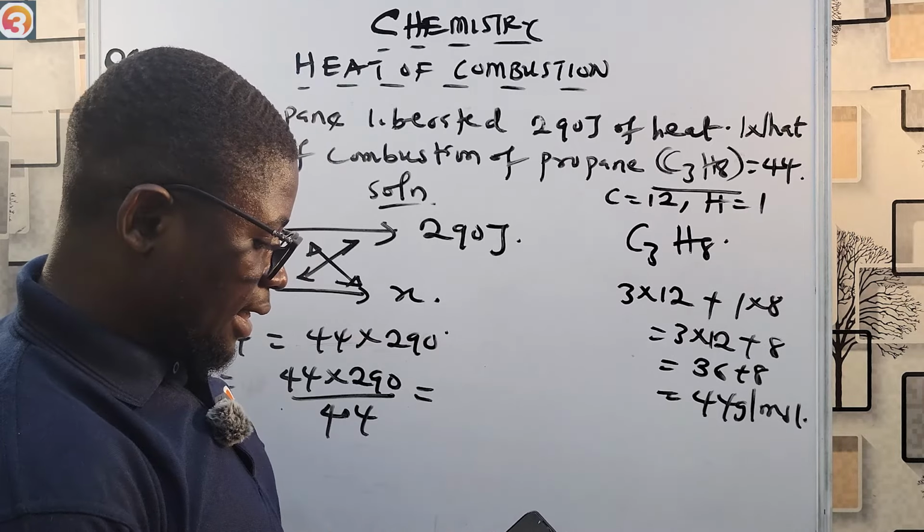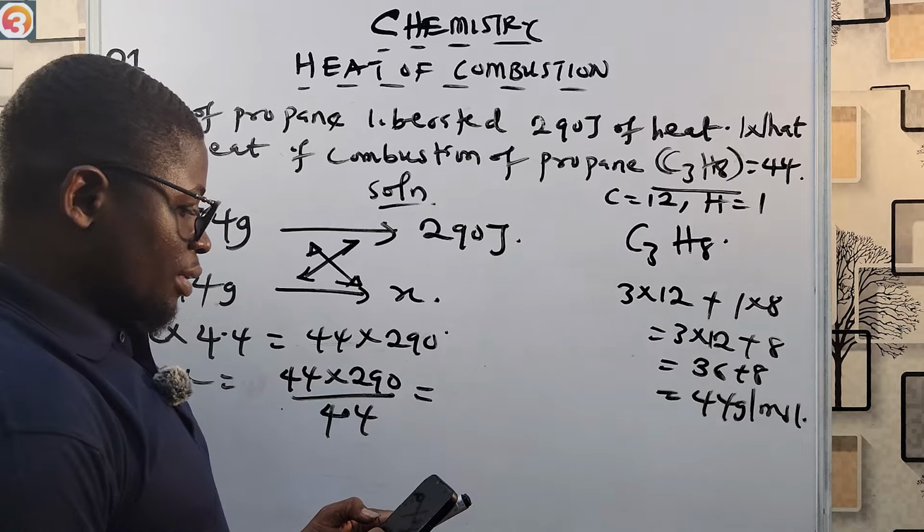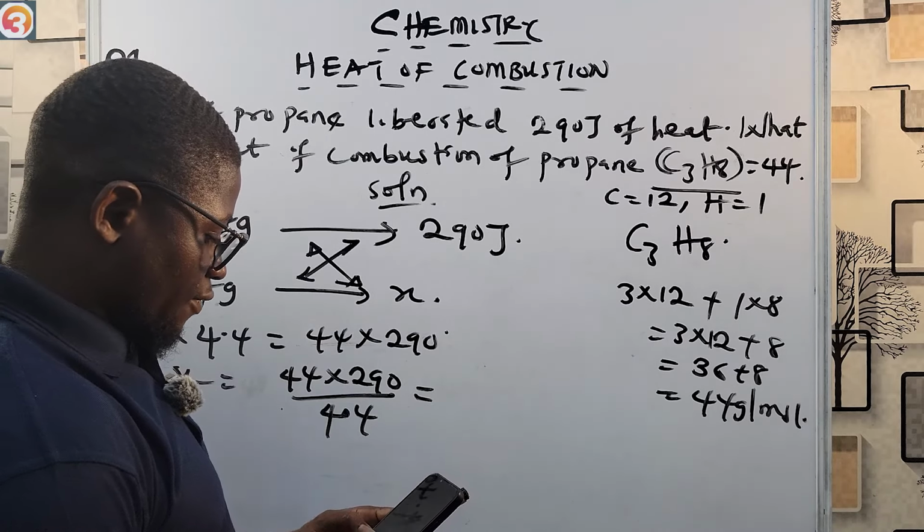So 44 times 290 is equal to 12760, then divided by what now?